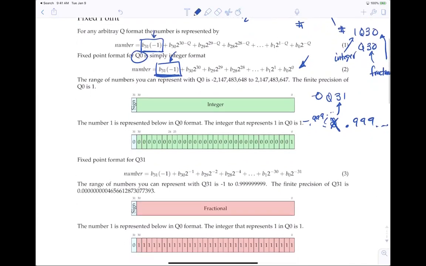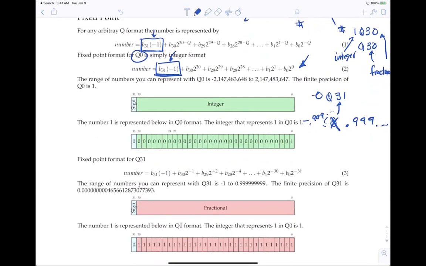All right, so how would we represent the number 1 in Q0? The solution is right here. Your bit in the 0th position is a 1, and you're multiplying that by 2 to the 0. Of course, 2 to the 0 is 1, so you get 1. The rest of the terms in this sum are all zeros because all your other bits are 0. And so that's how you would represent 1 in Q0.